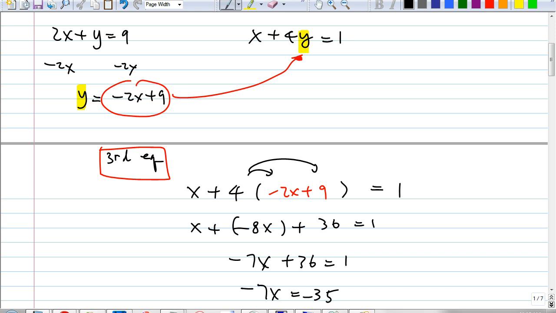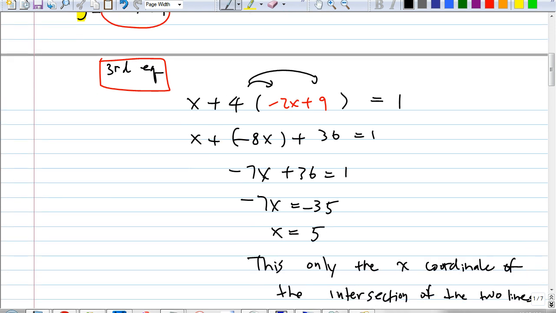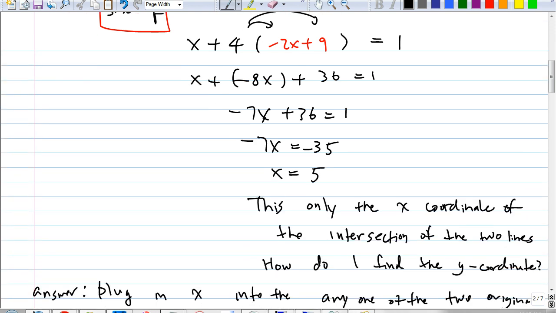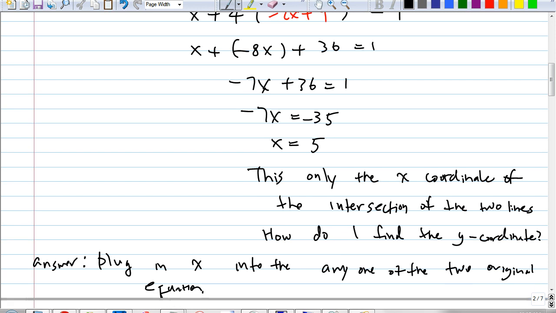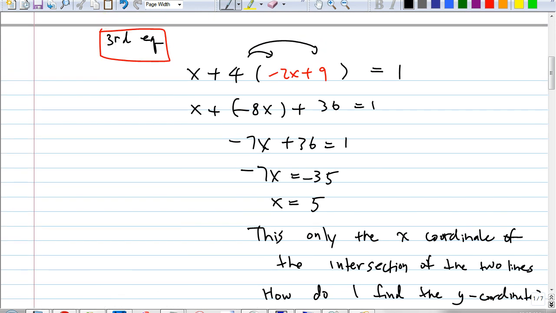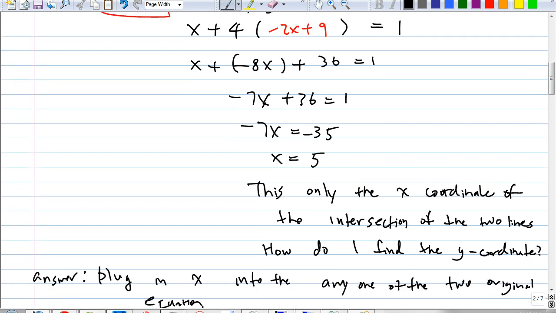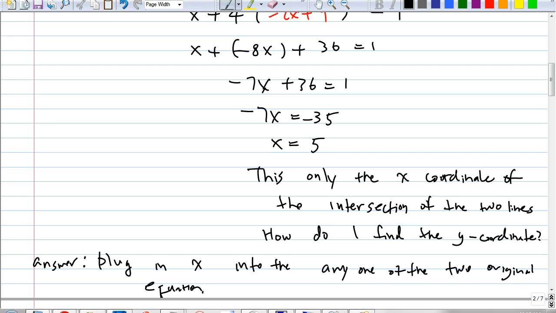How many people say first one? Raise your hand. How many people say second one? So it turns out it does not really matter. You could choose any one you want. So any one of them. So the answer, then, to the question: how do I find the y coordinate? We know the x coordinate. Well, the answer is you plug the x coordinate into any of the original equations.